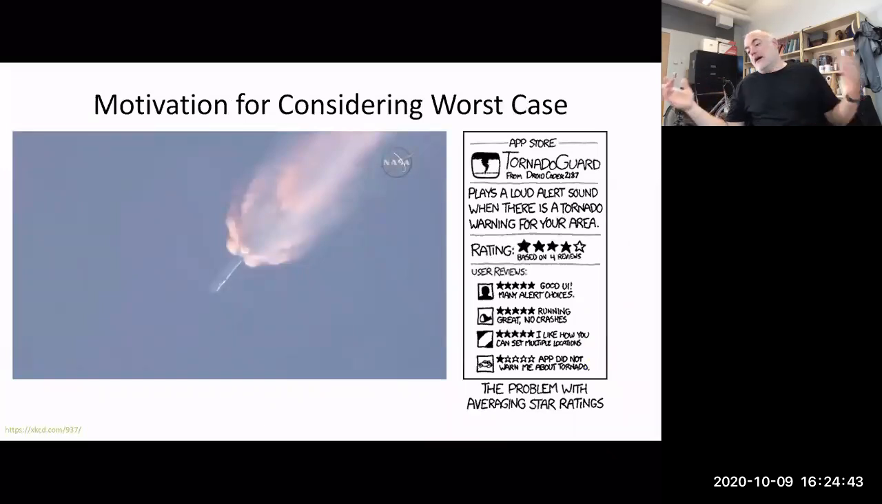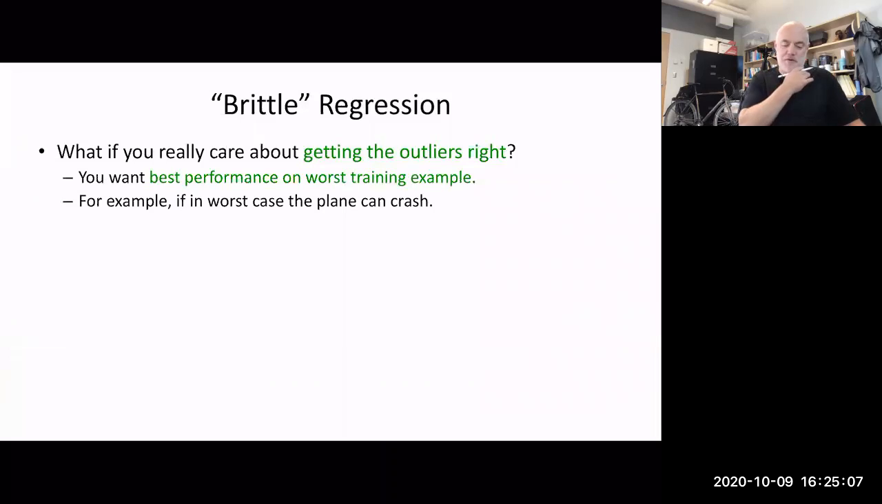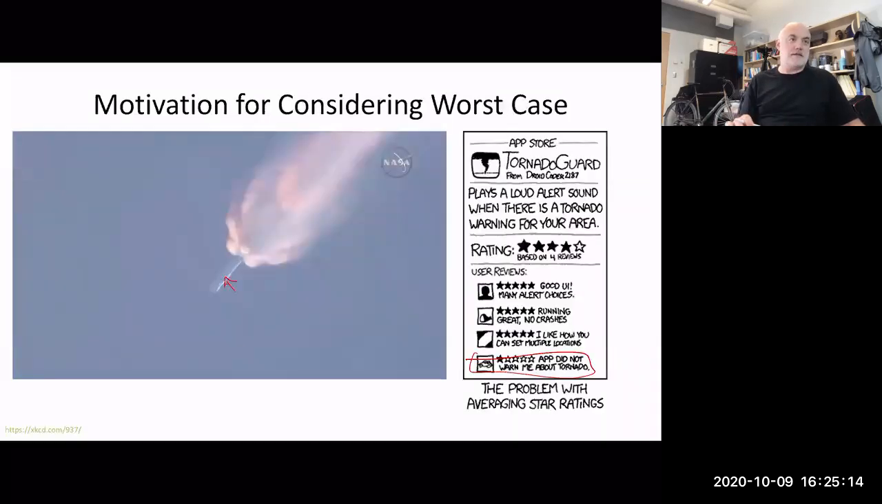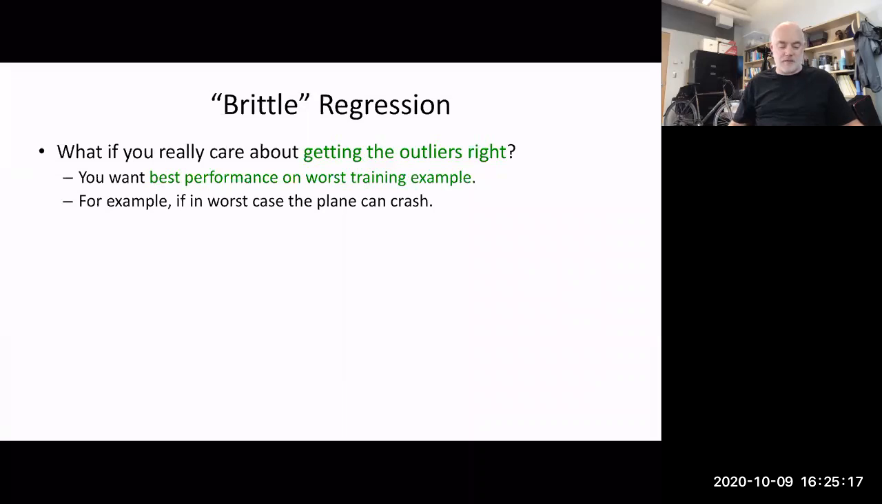And in fact, you might not want robust regression, right? So let's say you're predicting tornadoes from some sort of data set. It's not a really good idea. It's bad if your app misses a tornado. You really want to be sure, right? So what if you really care about getting the outliers right? What if you don't want your O-ring to fail and have your rocket explode? Maybe you want the best performance on the worst training example, right?